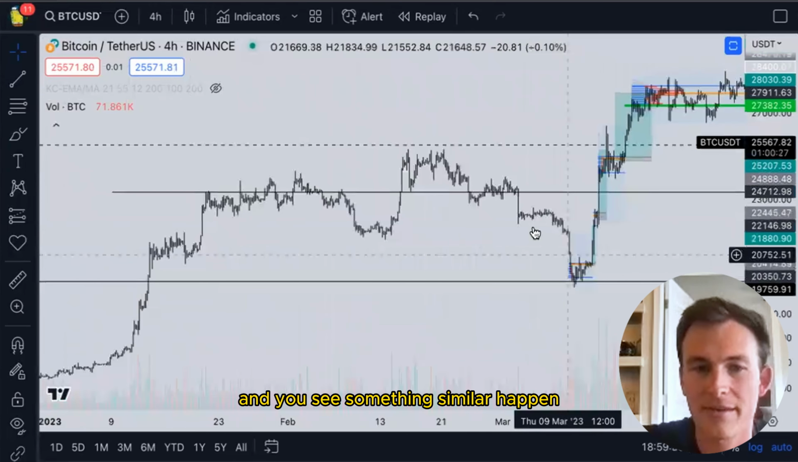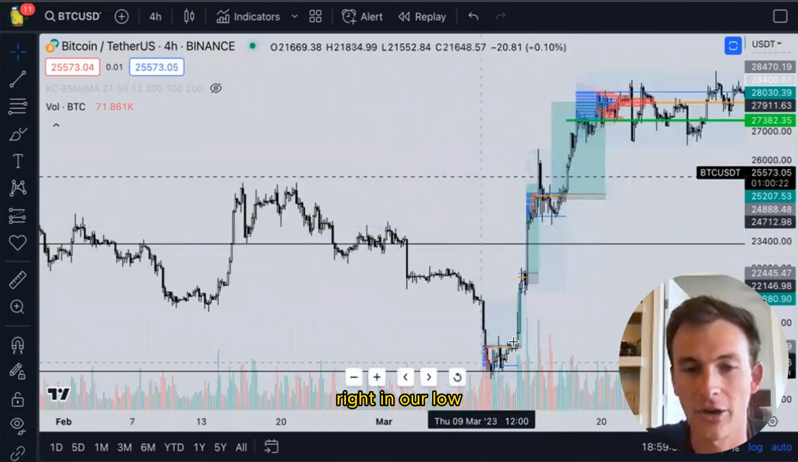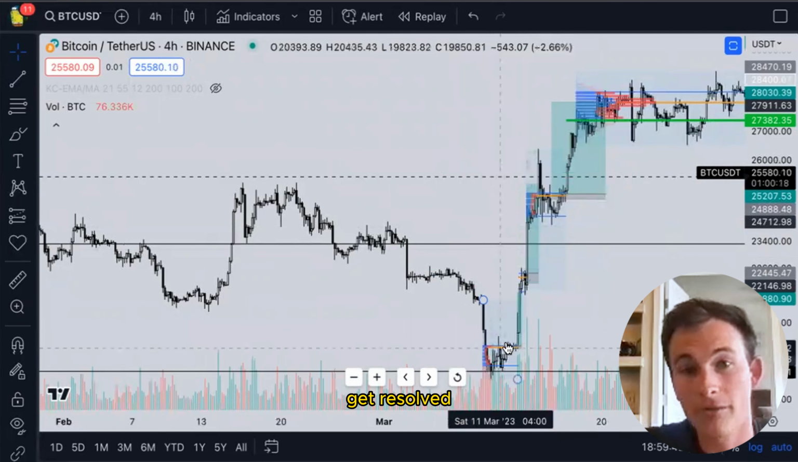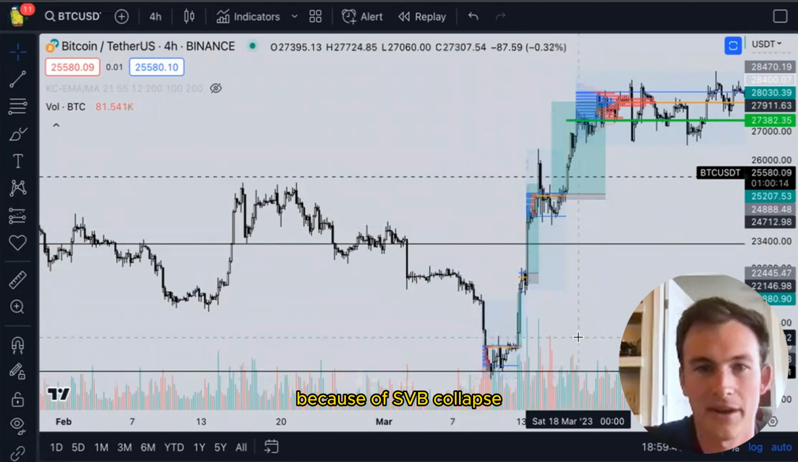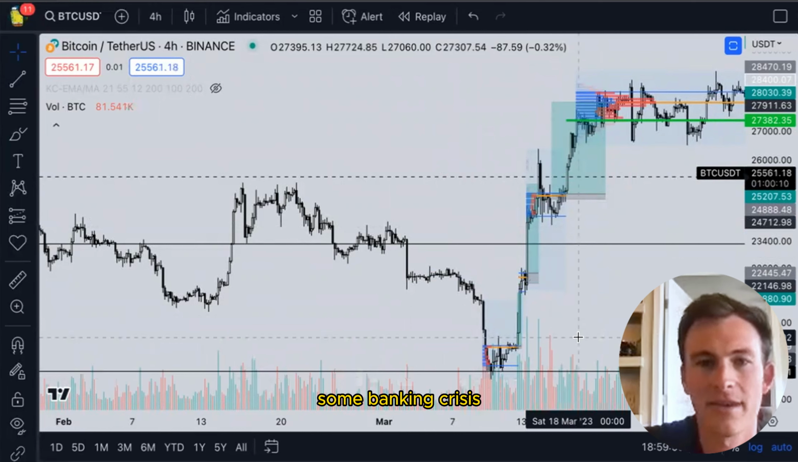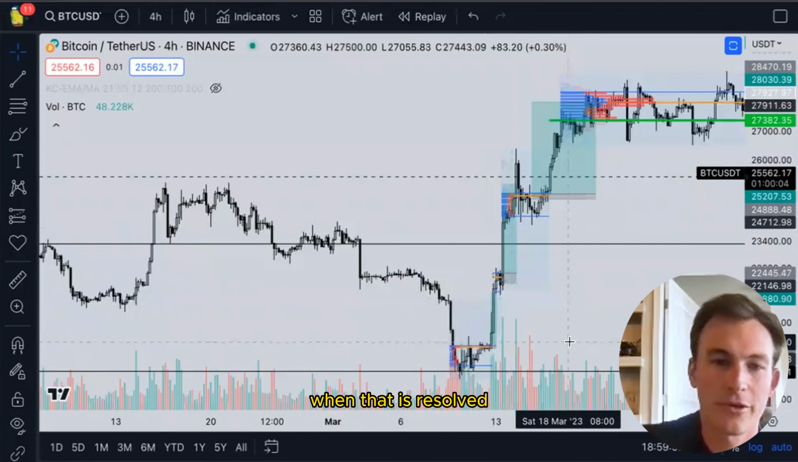And you see something similar happen around this level here, right? In our low that we set in March. You have USDC FUD get resolved in this area. A lot of fear within the markets because of SVB collapse, some banking crisis issues as well. Then we start to trend aggressively higher when that is resolved.